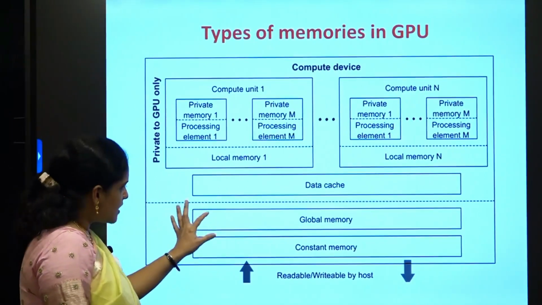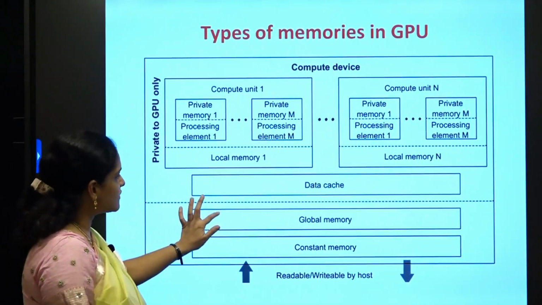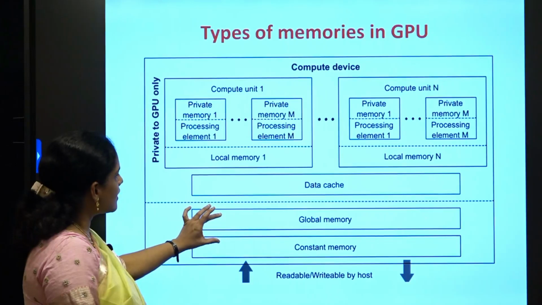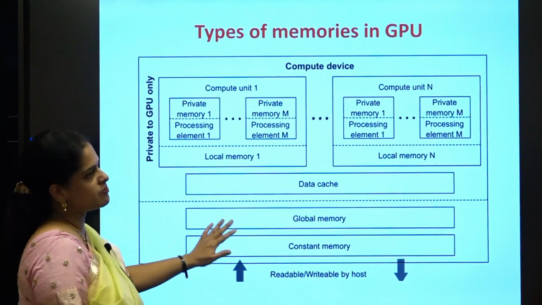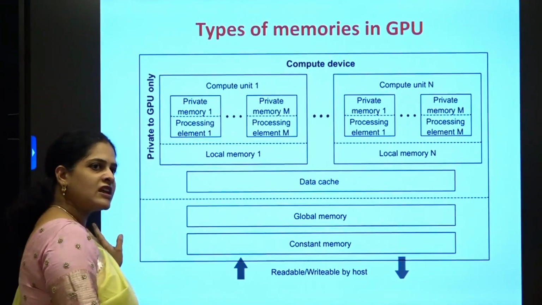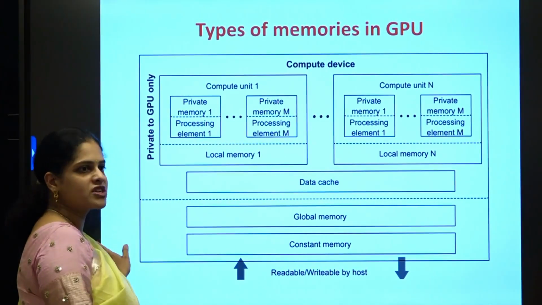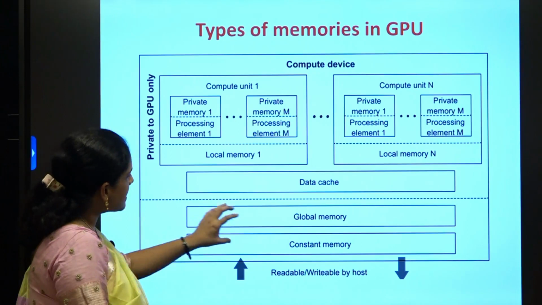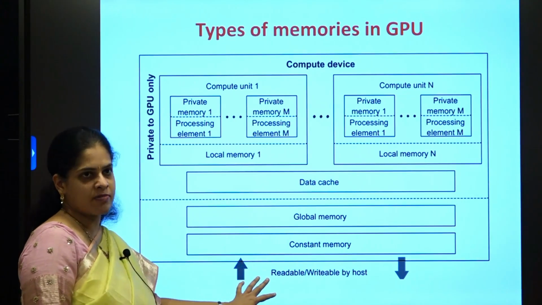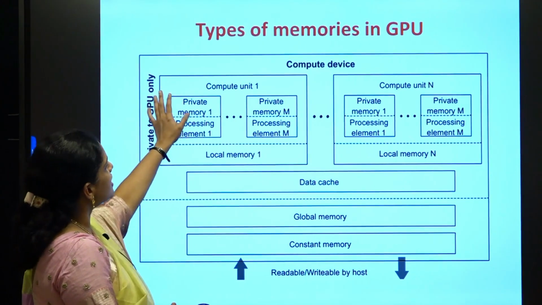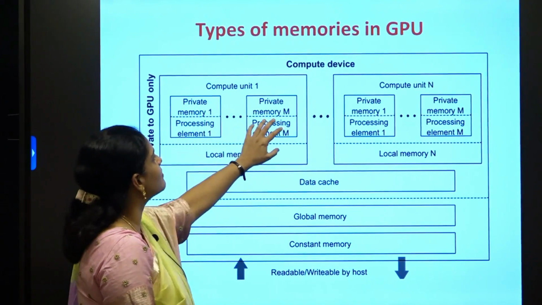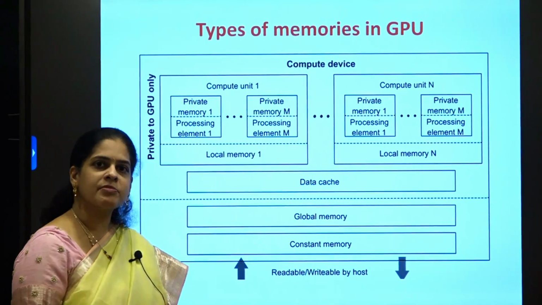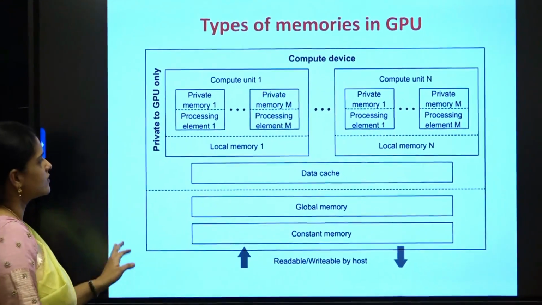Apart from this, we have a global memory and a constant memory, and these act as the intermediate between the CPU and the GPU. If a CPU wants to share any information with the GPU, it will share it by placing it in the global memory and constant memory. Each and every multiprocessor internally has multiple compute units available, where each compute unit is capable of processing multiple instructions.